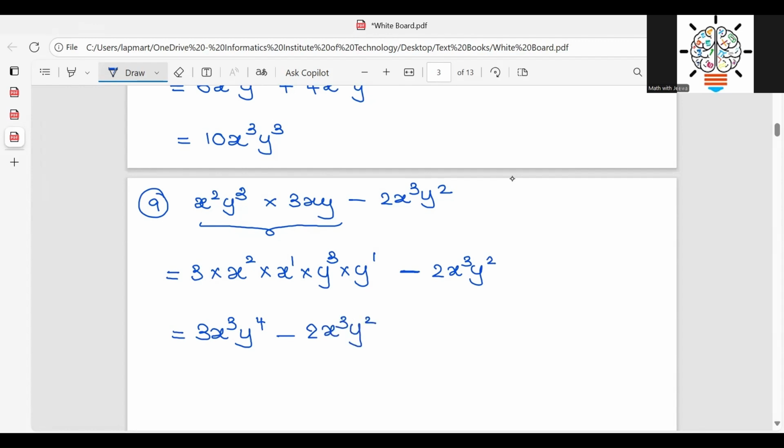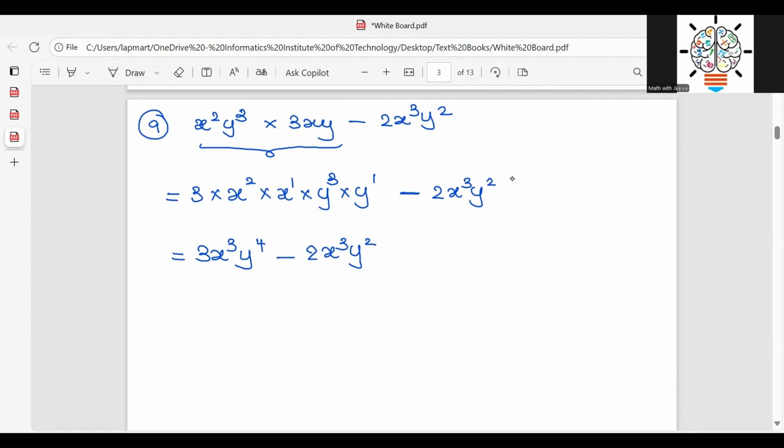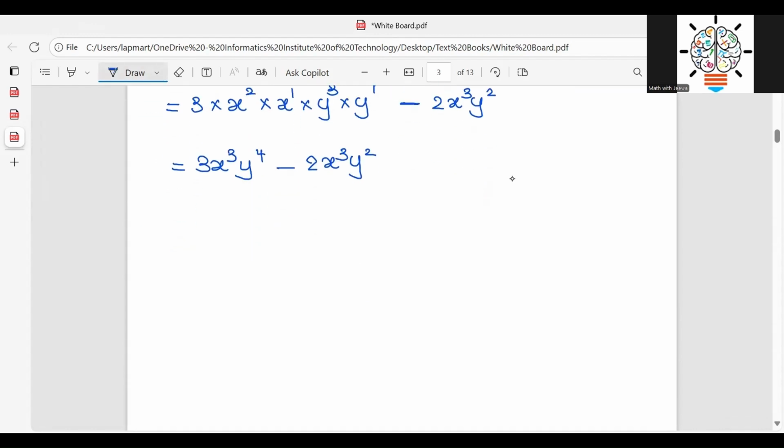Can we subtract this? No. Why is that, children? x cube is there. That is why they want to confuse you. They have given this kind of question. x cube is there, but y to the power 4 and y to the power 2, we can't simplify them because they are not like terms. I want to double check. x to the power 3, y to the power 4. No, we can't simplify that further. So then we will move to the 10th one.